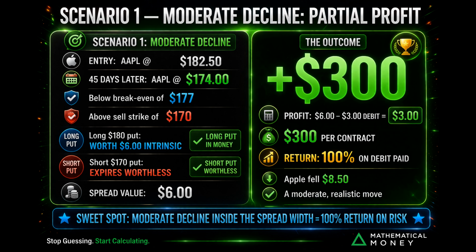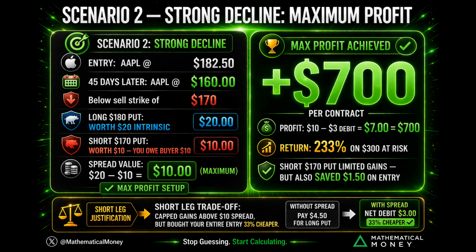This is the sweet spot for bear put spreads, a moderate, realistic decline that does not need to reach maximum profit to be highly profitable. Apple fell $8.50. You risked $300 and returned $300 in profit. The spread required no forecast of a crash, just a moderate, disciplined directional move consistent with the prevailing market conditions at entry. Scenario 2. Apple drops sharply beyond the lower strike.